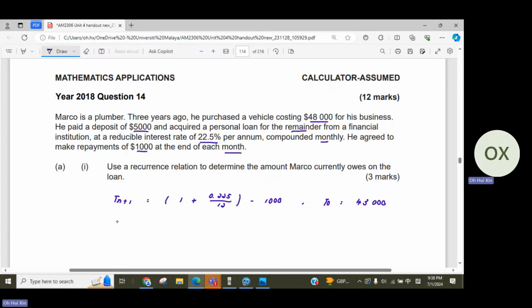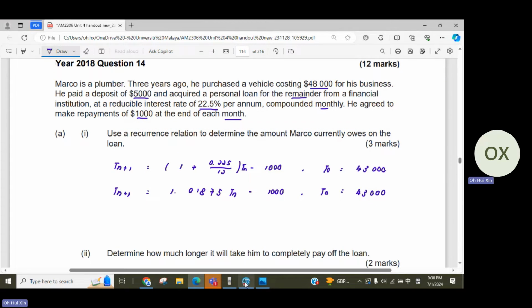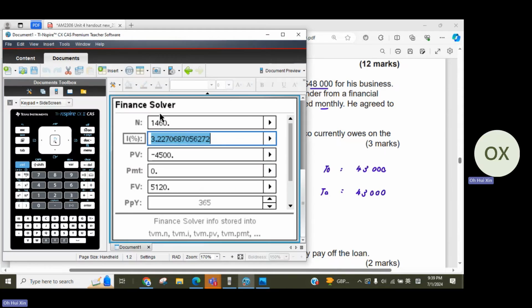Same thing, if let's say you are using your calculator and you realize that this is a value that can be simplified, then it will be good that you simplify. Oops, sorry, I left out the Tn here. So Tn minus 1,000, and T0 is 43,000. From that, you can just generate this in your calculator.